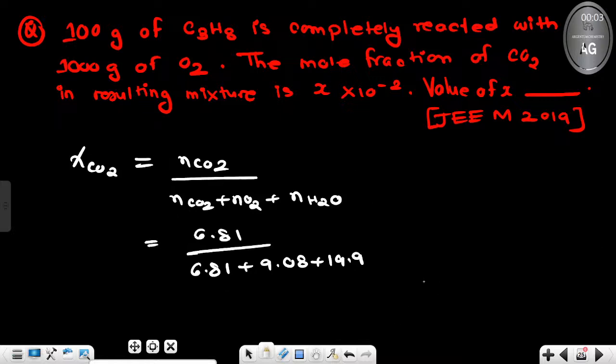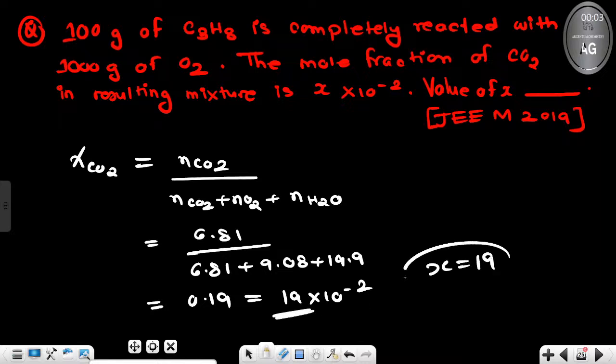Okay. So now just do this calculation. You will get it as 0.19. So can I write this as 19 into 10 to the power minus 2? So this is my x. So x equals 19. Clear?